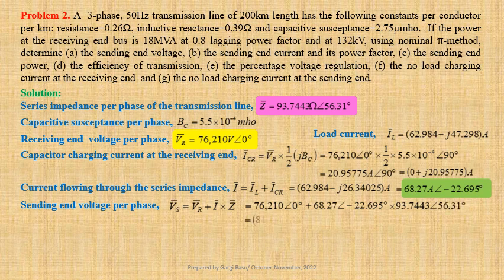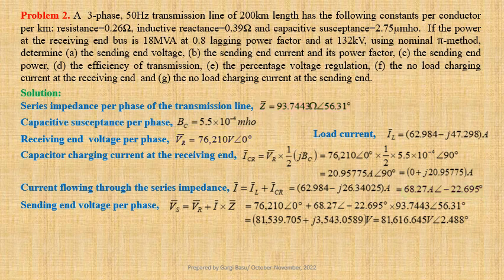That gives us 81,539.705 plus j times 3,543.0589 volt. This may be written in polar form as 81,616.645 volt at an angle 2.488 degree.